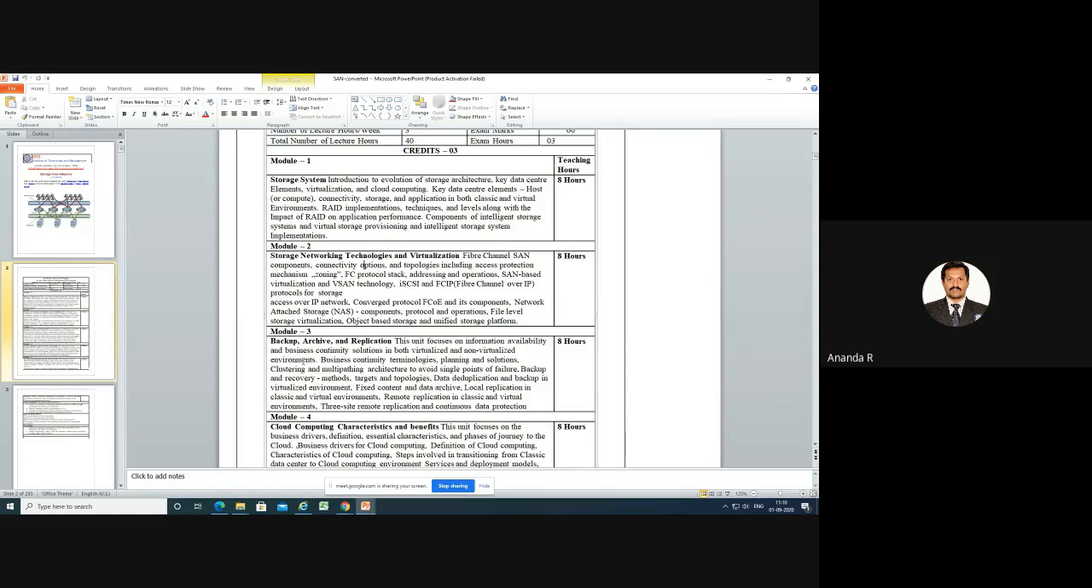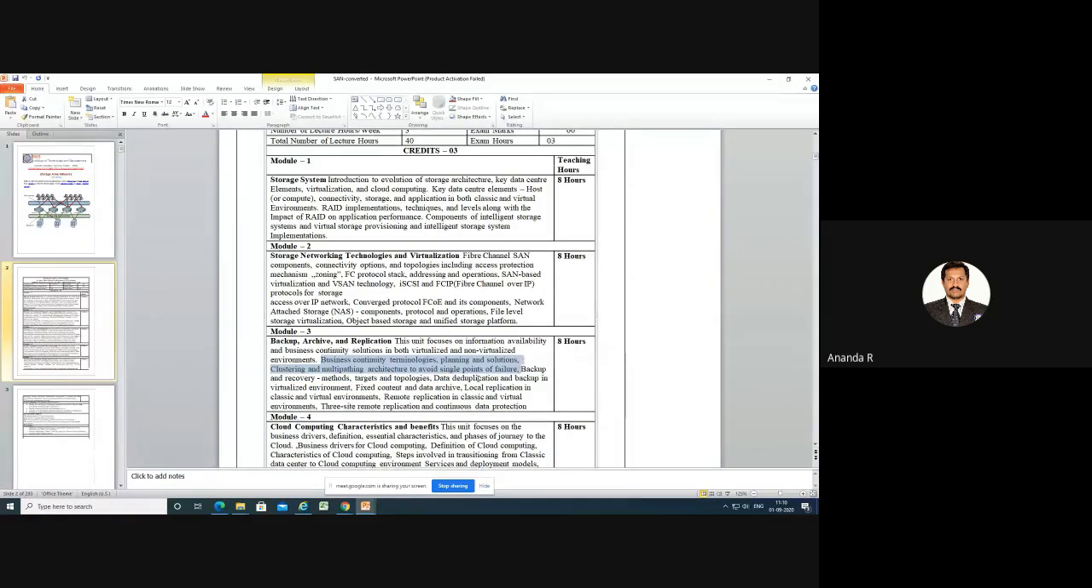So how is this replication of data made, and what is the need for it? All these things we're going to study in module number 3. Not only that, the business continuity terminologies, planning and solutions, and clustering and multi-pathing architecture to avoid the single point of failure. So what is the single point of failure?